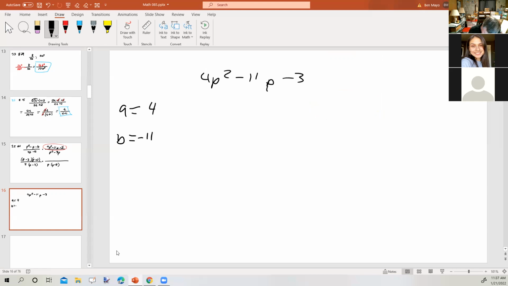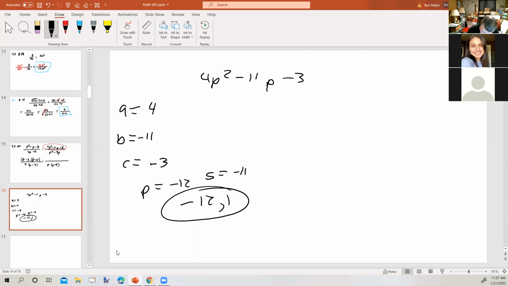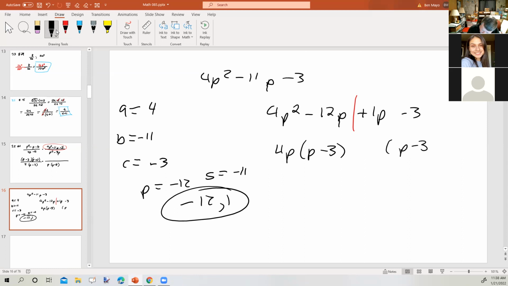A is 4, B is negative 11, C is negative 3. The product is negative 12. The sum is negative 11. The numbers are negative 12 and 1. So we get 4p squared minus 12p plus 1p minus 3. Factoring by grouping, the greatest common factor of the first two terms is 4p. I get p minus 3 left over, and p minus 3 left over on the right with a plus 1 outside. So p minus 3, 4p plus 1.